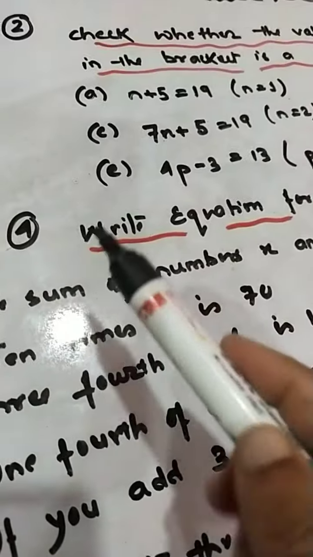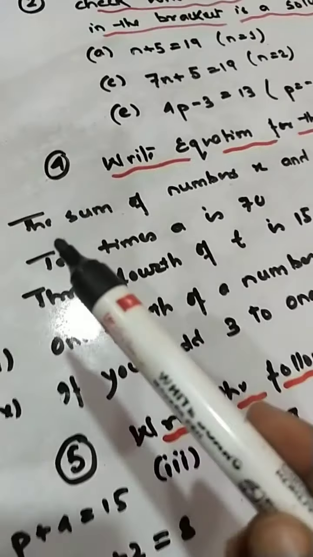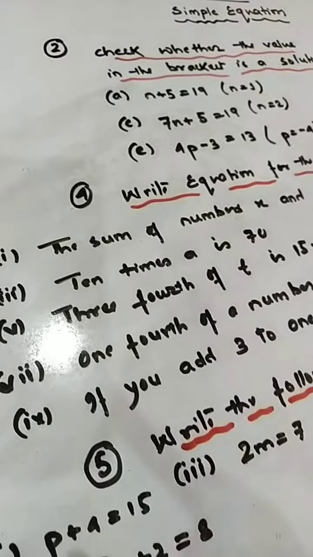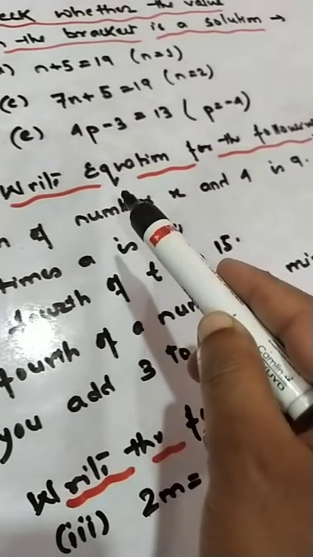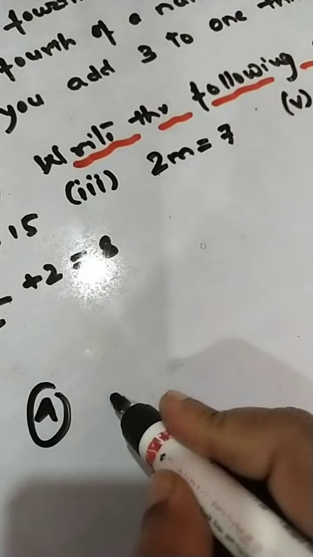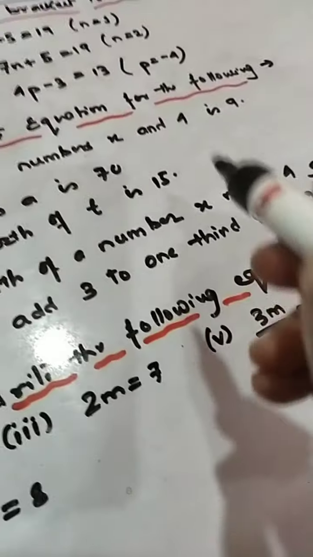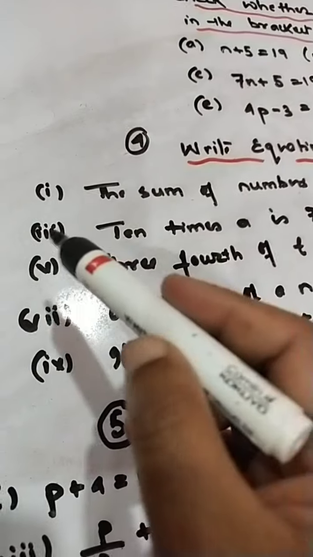Now if you see in question number 4, what we have to do is write an equation for the following, that is a statement form is given. You have to convert all these statements into equation form. So you see what is written, the sum of number x and 4 is 9. So the answer of 4.1 would be the sum of number x and 4. The sum of x and 4 is 9, that is x plus 4 equals 9. This is the required equation, students. Okay, so let's move on to the next one, that is number 3.